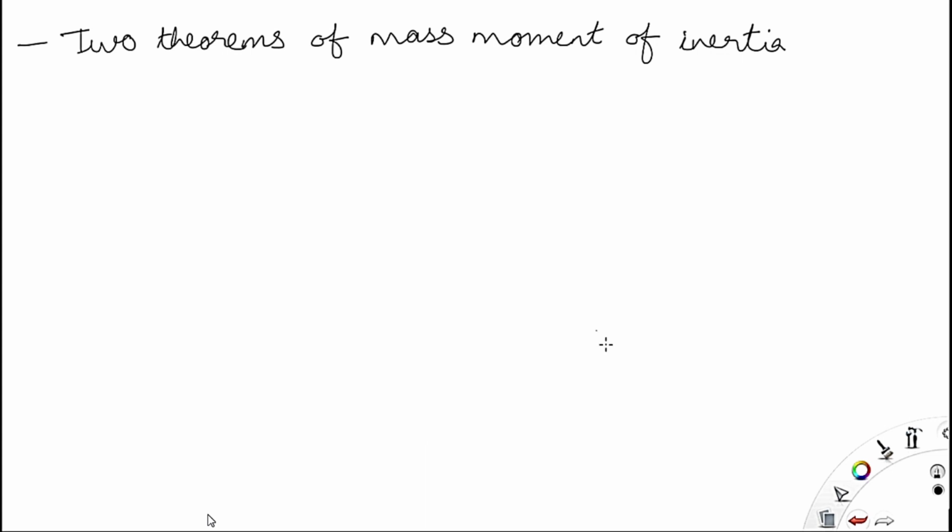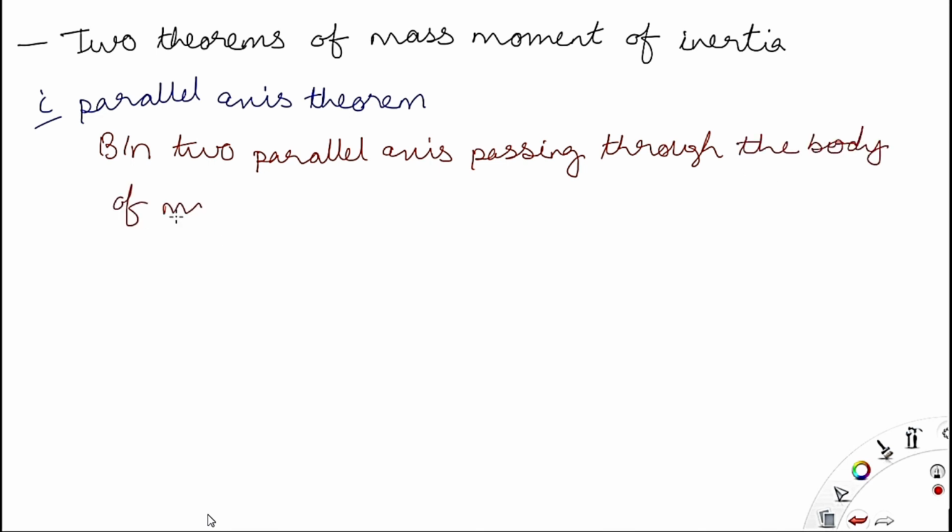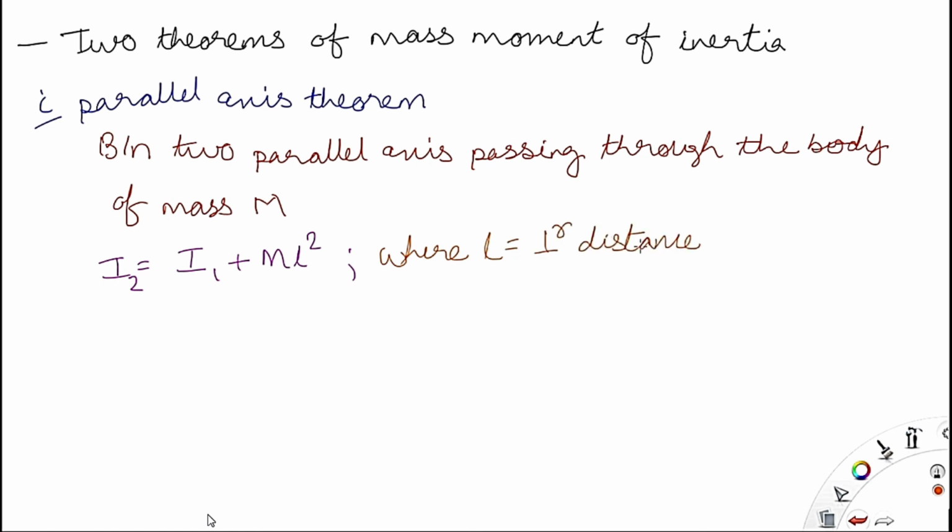Now two theorems of the mass moment of inertia. First one is the parallel axis theorem, which gives the relation of mass moment of inertia between two parallel axes. Between two parallel axes passing through a body of mass M, I2 is equal to I1 plus ML square, where L is the perpendicular distance between both the axes and M is the total mass of the body.